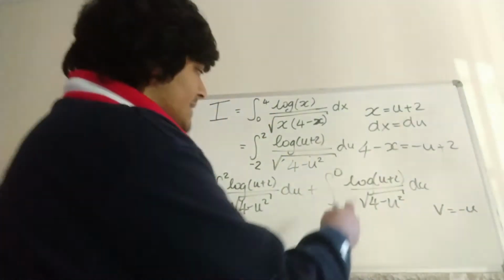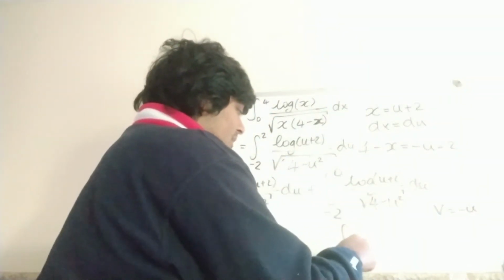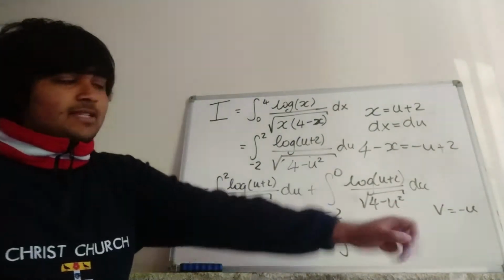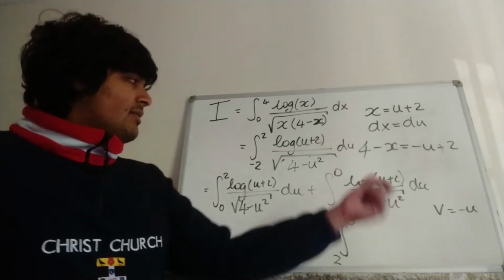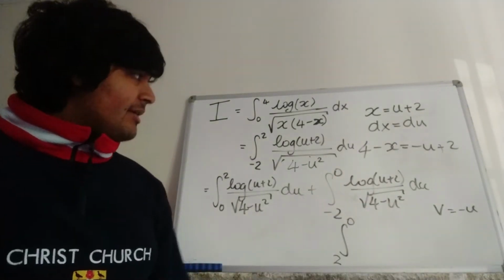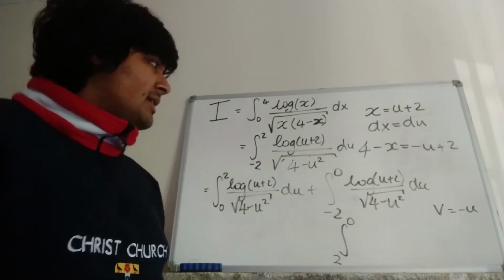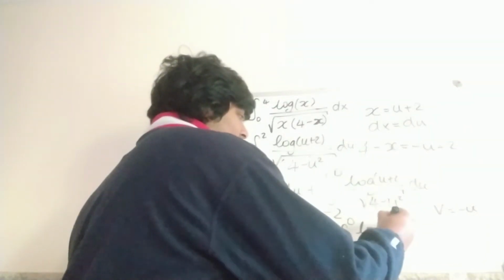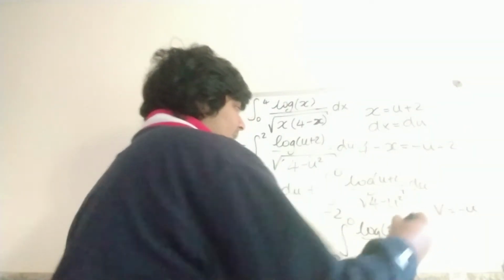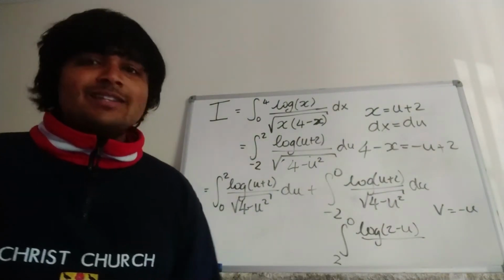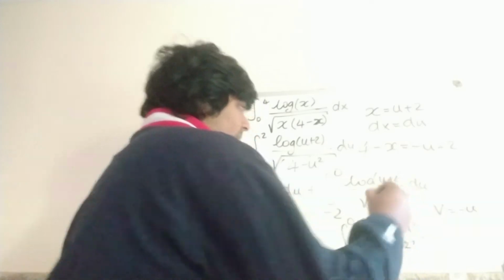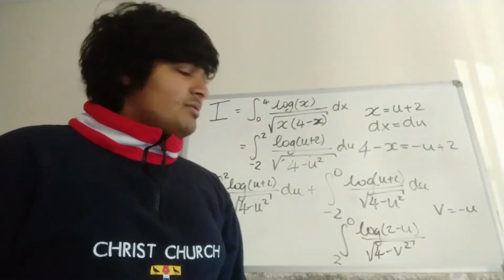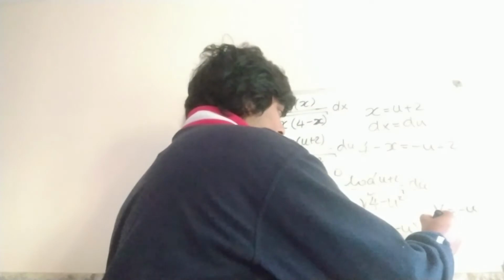minus u, this integral here becomes the integral from, well, when u is minus 2, v is going to be minus minus 2, which is 2. And when u is 0, we can see that v is going to be minus 0, which is 0. The top, log of u plus 2, is just log of 2 minus v. And then the denominator, square root of 4 minus u squared, is the same as the square root of 4 minus v squared. And then dv, of course, is just minus du, so du is minus dv. So we get a minus sign out the front, dv.